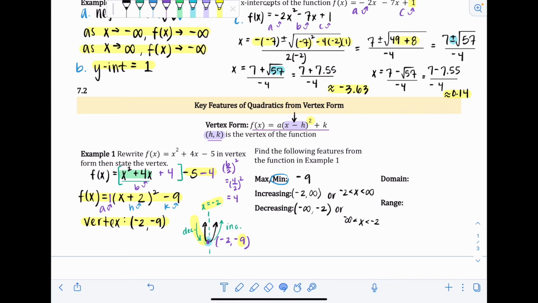and where they're different. Okay, so domain, technically for all quadratics, the domain is all real numbers, but there's a bunch of different ways to write that. It's basically how far the graph is extending from left to right. And we've talked about this in I think lesson 5. But quadratics go left and right forever.